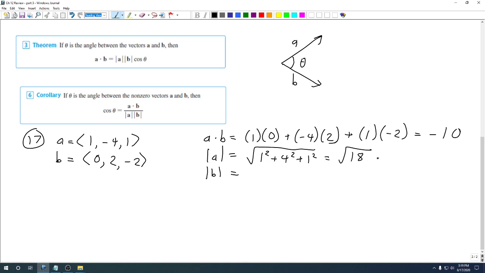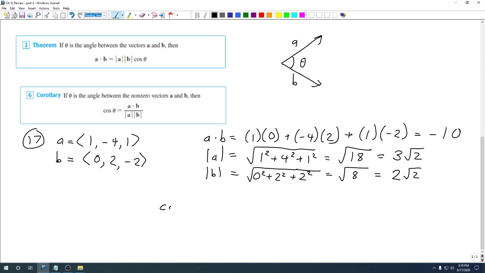And I guess we could actually simplify this. So 18 is 9 times 2. The 9 we can pull out to be a 3, so 3 radical 2. We do the same thing with b. We have 0 squared plus 2 squared plus 2 squared. That means we have 4 plus 4, so we have square root of 8. We can actually pull out a 4, so we have a 2 radical 2.